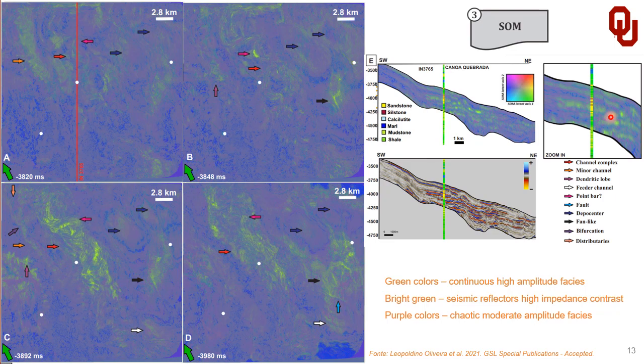And the purple colors are representative of the chaotic moderate amplitude phases. So this figure shows that the purple colors are associated with interpreted shales and sandstones, more shale than sandstone. And the blue colors represent the weaker reflections that are more representative in the upslope portion, as you can see here in this figure, these comparative figures.